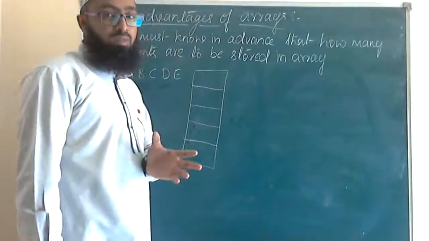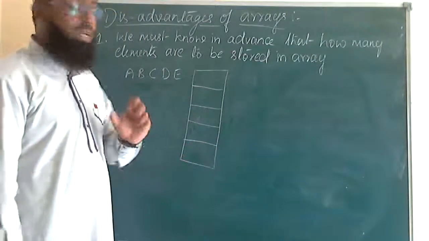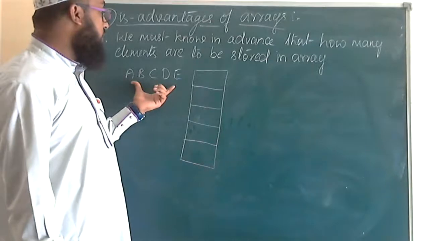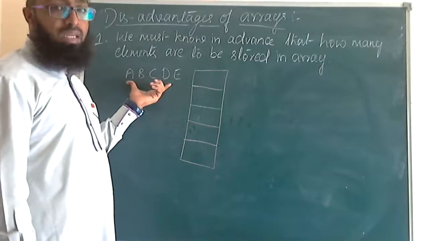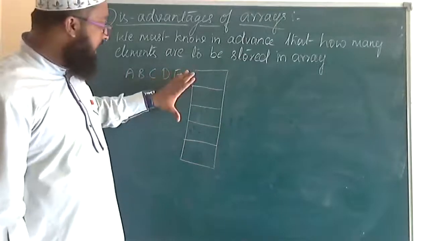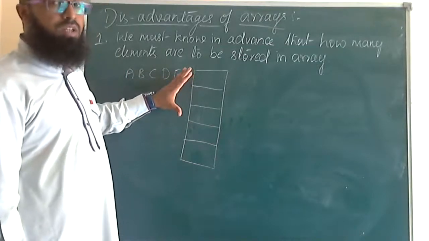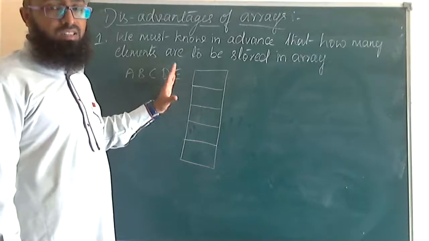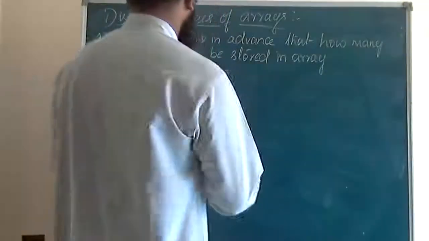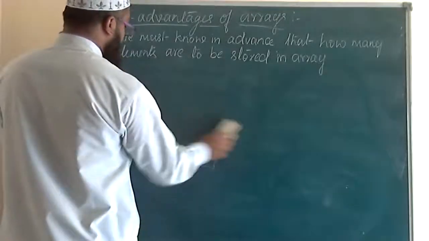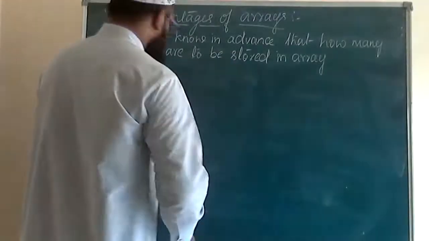We can create one, but we cannot create the proper array. In advance, we have to know the number of elements that should be entered in an array. This is one drawback, one disadvantage of an array. Next, we shall see the next disadvantage of an array.